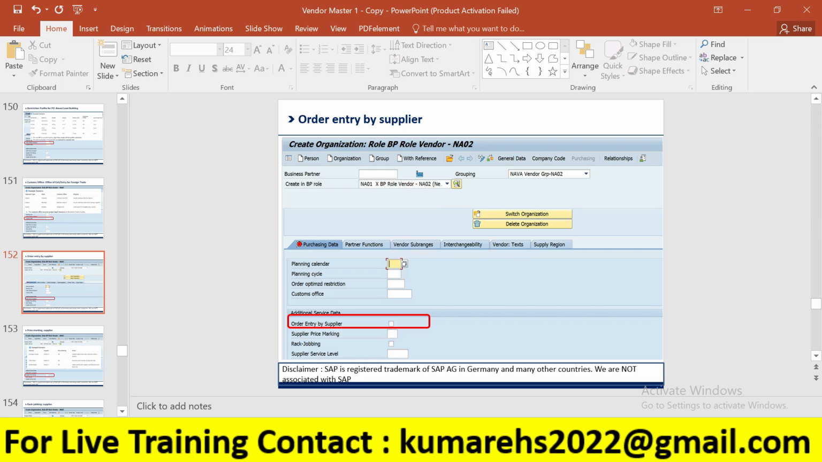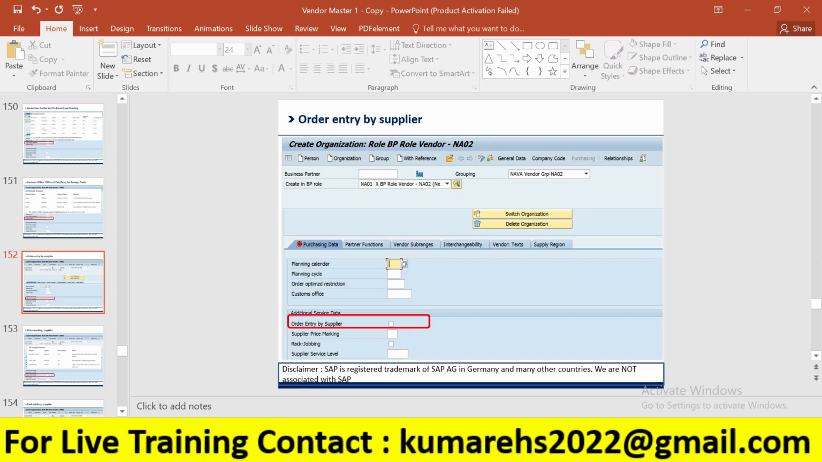Stage number 2, purpose: enables supplier driven order management, reduces manual entry by the purchasing organization, helps maintain real time inventory levels in vendor managed inventory scenarios, supports integration with SAP Supplier Network, EDI or Ariba for automated order processing.